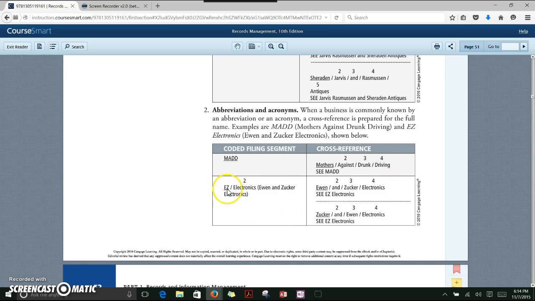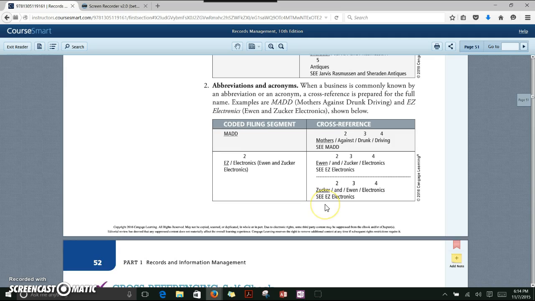And the EASY stands for Ewan and Zucker, so it's cross-referenced under their full names and then pointed back to see Easy Electronics. But since there's 2 people that own that company, it also needs to be under Zucker and Ewan's Electronics, and then always refer them back to the original.